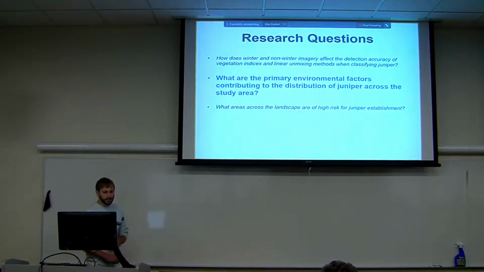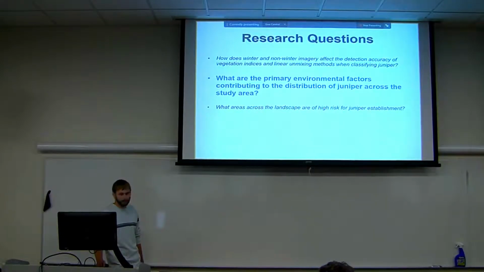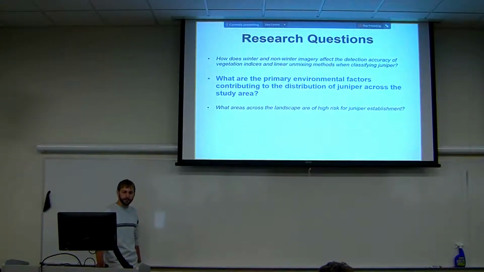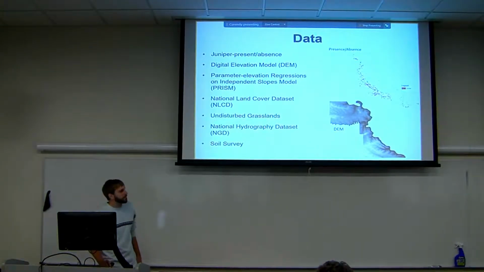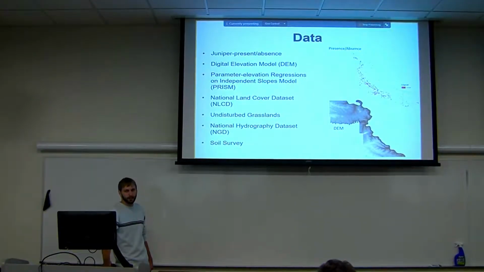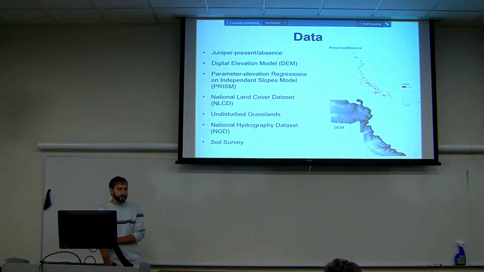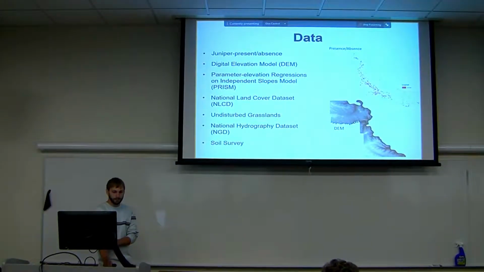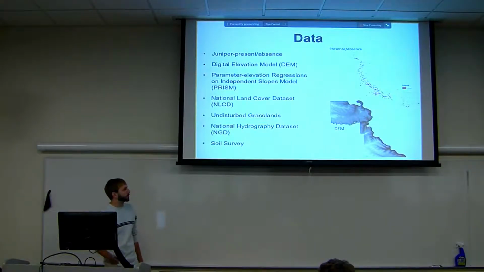To begin meeting our second objective, we'll first ask: where are the primary environmental factors contributing to the distribution of juniper across our study area? For this, data will be obtained with juniper presence and absence points, the use of a digital elevation model, a PRISM model for climatic parameters, land use sources such as the National Land Cover Data Set and undisturbed grasslands, as well as water features and soil surveys.